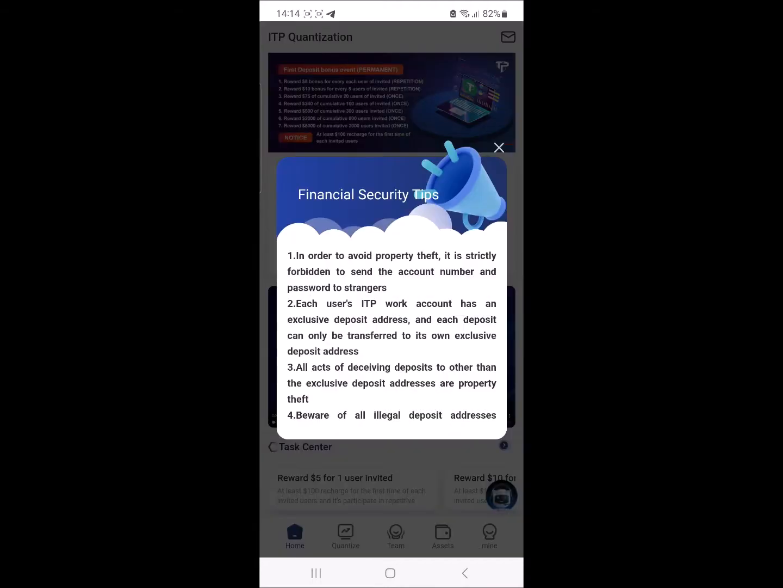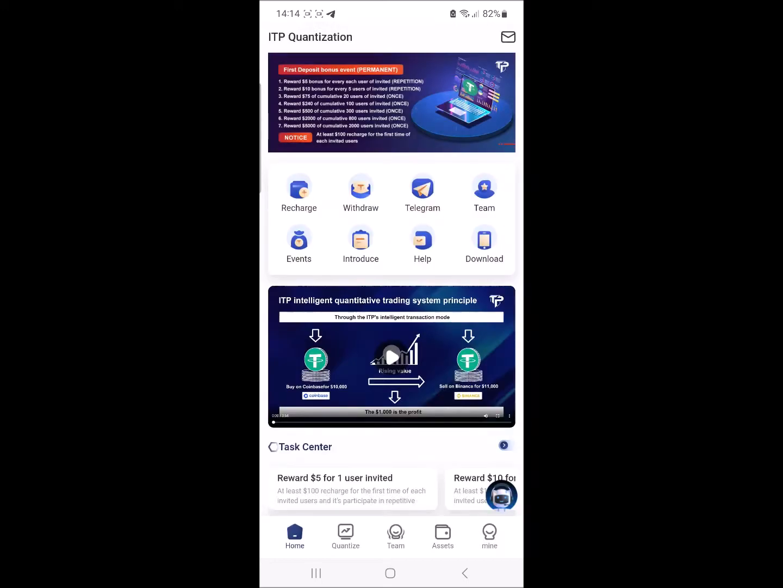Right, the home page opens up. You'll always get this box open up with financial security tips, so we just close that box down. At the bottom, you'll see a menu, a series of icons: home, quantize, team, assets, and mine. We want to go to the second one, quantize.